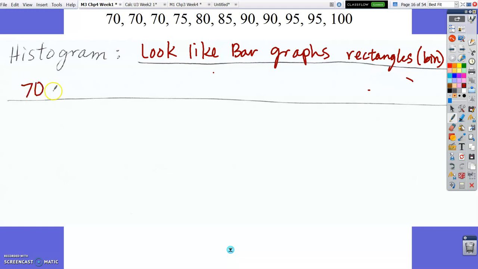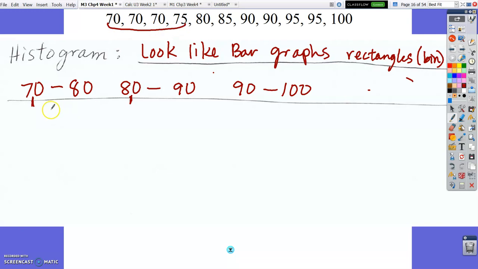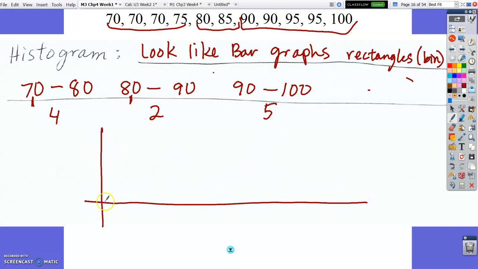So our bins are going to go from 70 to 80, and then from 80 to 90, and then from 90 to 100. Now here's the hard part. Where does 90 go? In this particular data, we only have endpoint values. So 70 is going to go in this one, but 80 is going to go over here. So the endpoint goes in the bin above. That can be a little tricky. But we have 4 numbers in this bin, and 2 numbers in that bin, and then 5 numbers in this bin. And so our histogram will draw a picture.